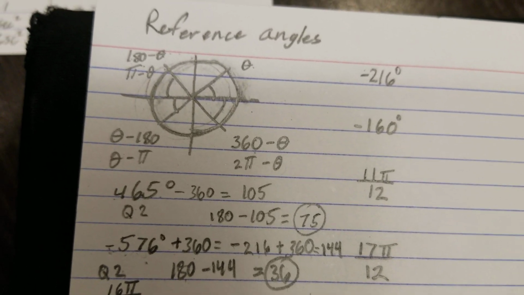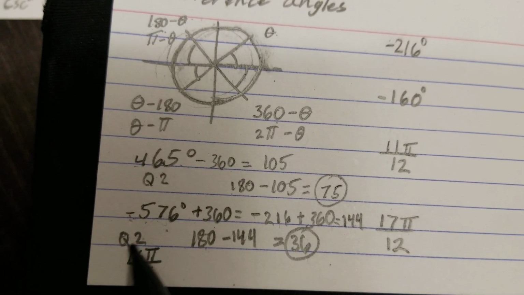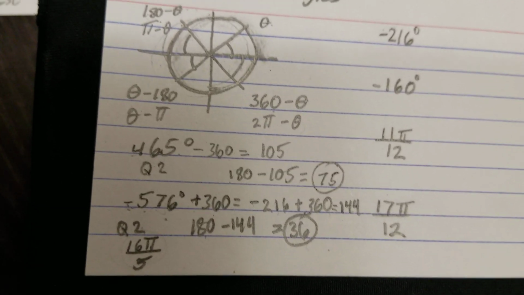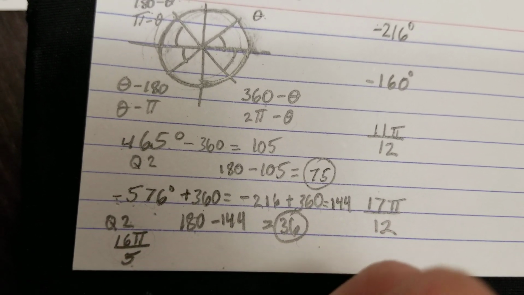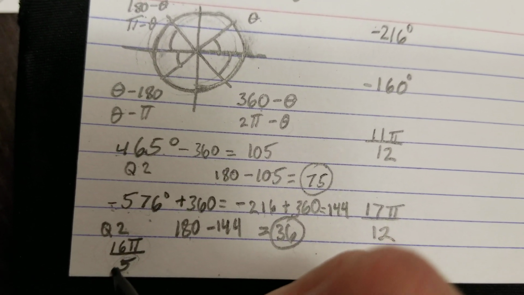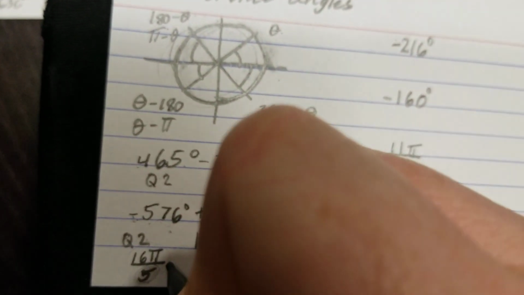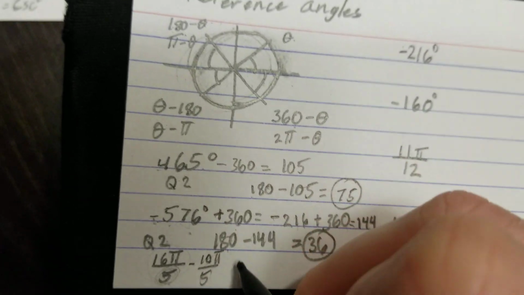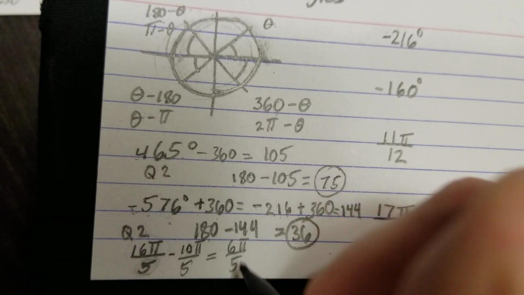Okay, what if I had a radian? So first thing I need to do is start subtracting off these extra 2 pi's. Well, 2 pi, when I have them in fifths, if I have 5 pieces in each pi, that's going to be 10 pi. So if I subtract 10 pi over 5, that gives me 6 pi over 5.